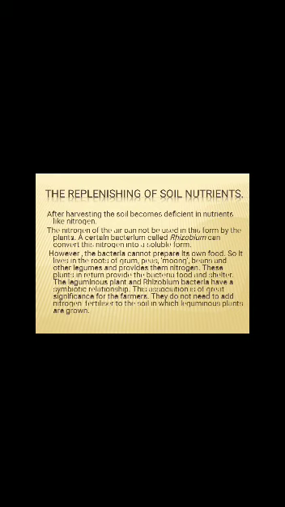The leguminous plant and Rhizobium bacteria have a symbiotic relationship. This association is of great significance and importance for the farmers. They do not need to add nitrogen fertilizer to the soil in which the leguminous plants grow.